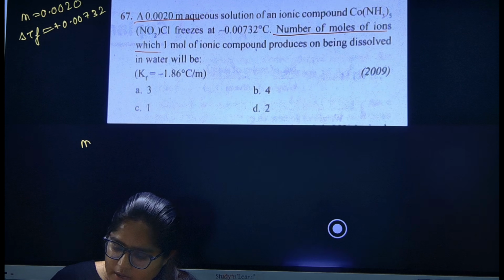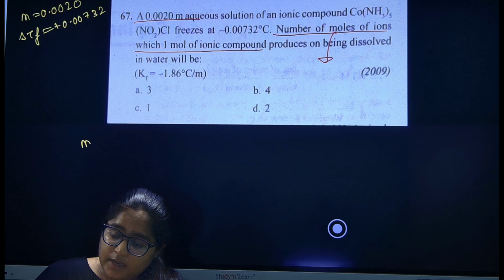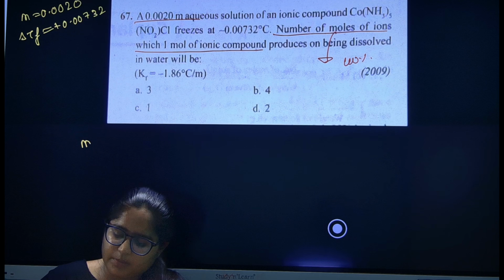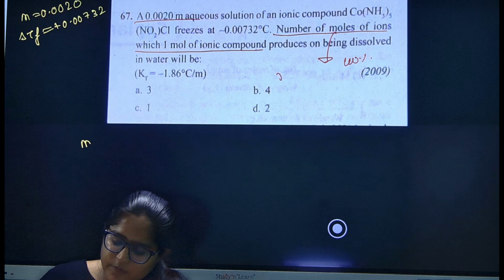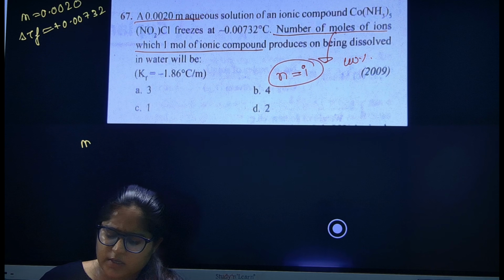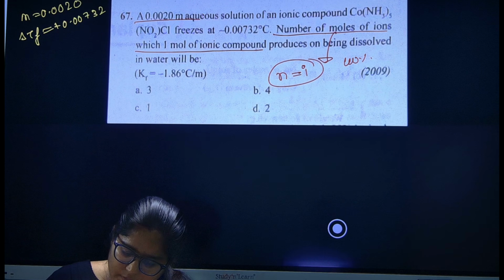Number of moles of ions they are asking. Whenever they are saying number of moles of ions, and here alpha means 100% dissociation, the number of moles of ions will be equal to van't Hoff factor i, and we know now the question has become very simple. And how to calculate van't Hoff factor i? We will solve here. And Kf, how much is given?